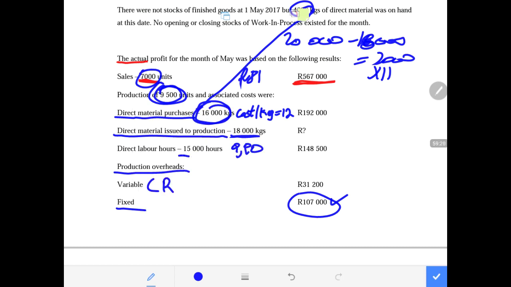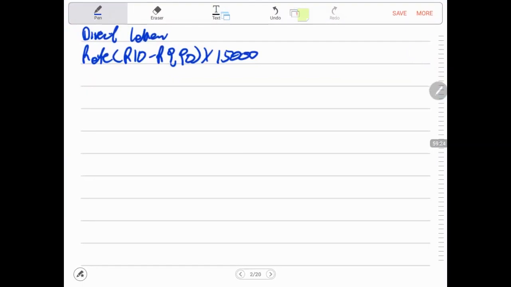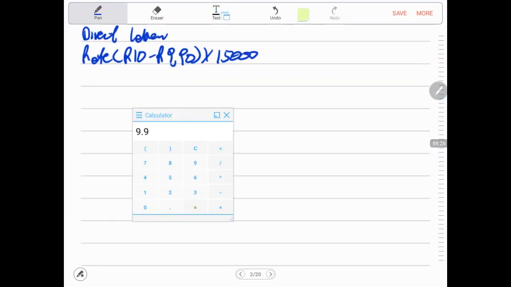So now my actual hours is 15,000. That is where the calculations are coming from. Then this will be 9.90 minus 10, times 15,000. This variance of 1,500 will be favorable. This variance will be favorable. I still have to record the second one.